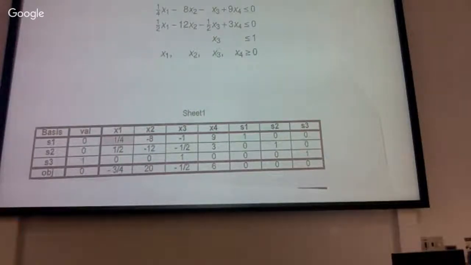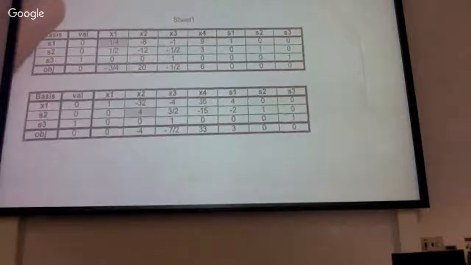Okay, so the question is, what do we do? I think we've encountered a problem like that before. The ratios were the same. Now we say, well, we can pick any. So in this case, stick to the rule: pick the topmost one, I think. So I take this element as the pivot element, S1 will leave the basis, X1 will enter, and when you do the pivot, you get the second tableau, which looks like this.